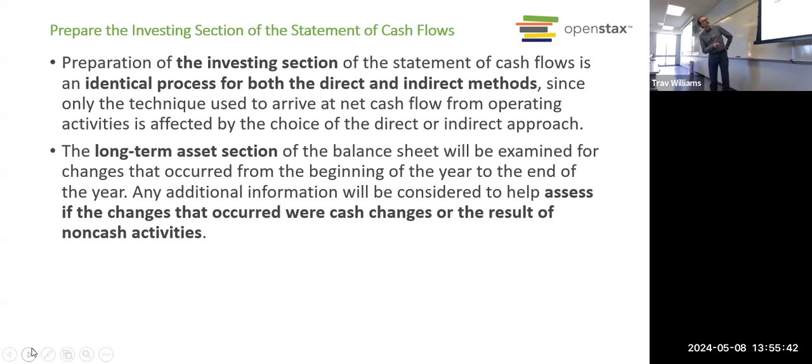So what else does this say? Okay, so for the investing section, we would look at the long-term assets in the balance sheet to see, did our land, our equipment, any other long-term assets go up? Did it go down? That would give us some insight into what happened with our investing cash flow.